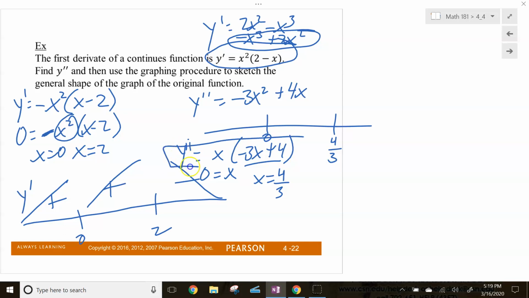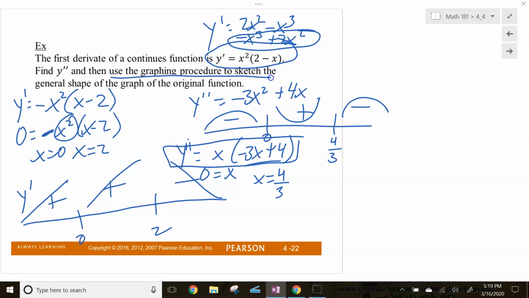And I'm going to plug it in right here. So plug in like -1. I got a negative times a positive, which is a negative. So we're concave down. And then plug in like 1. So 1 times -3 plus 4, positive times positive, positive. So then we're concave up. Plug in like 2. 2 times, positive times a negative, negative. Then it goes concave down.